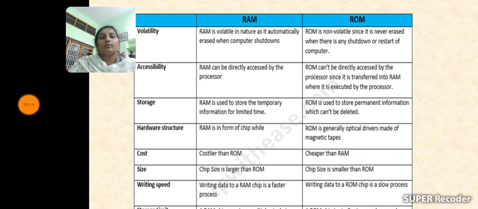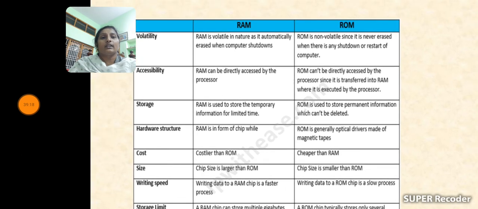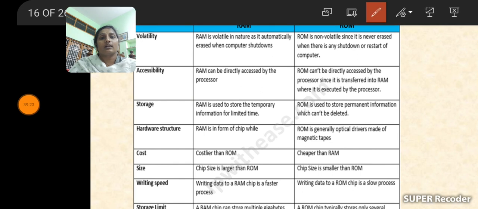And see here, coming to the properties, the first property is volatility. So is volatility there for RAM or ROM? Already we discussed it. So the RAM is volatile in nature, as it is automatically erased when the computer shuts down. Volatile means erasing. The RAM contents are erased, but ROM is permanent, so it is non-volatile. Is it clear?